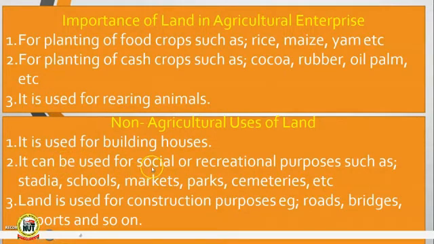Number 2. It can be used for social or recreational purposes, such as building of stadia, where you go to watch matches or where football players play football. Schools, where you go to learn, it's not for agricultural purpose. Markets, where you go to buy and sell things, not for agricultural purpose. Parks, cemeteries, not for agricultural purpose as well, and so on.